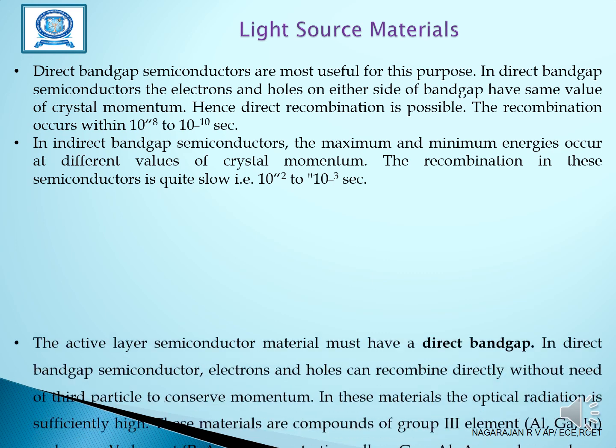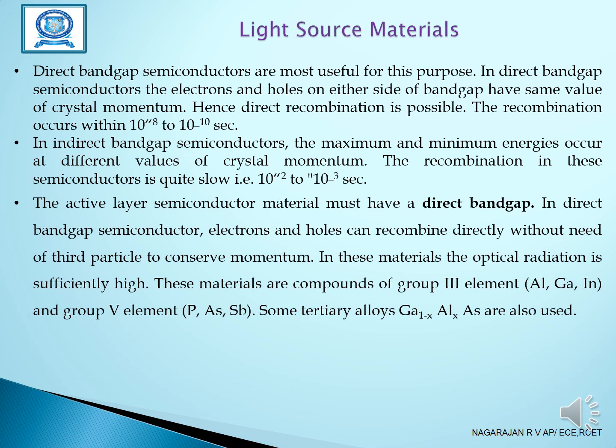The active layer semiconductor material must have a direct band gap. In a direct band gap semiconductor, the electrons and holes can recombine directly without the need of a third particle to conserve momentum. In this material, the optical radiation is sufficiently high. These materials are compounds of group 3 elements and group 5 elements. Some ternary alloys are also used.